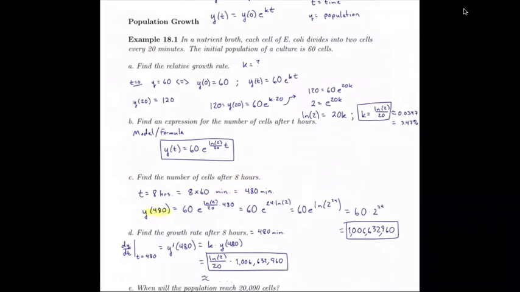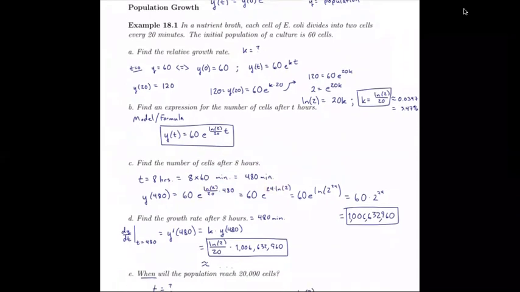Now y of 480, so the population or the number of cells after 480 minutes, is 60 e to the natural log of 2 over 20 times that t value of 480. And that comes out to, I've simplified some things, right? 480 over 20 looks like it came out to 24 times the natural log of 2 here. And on an exam, of course, I'm pretty easy about this. If you don't have a calculator, I think I'm fine with this.